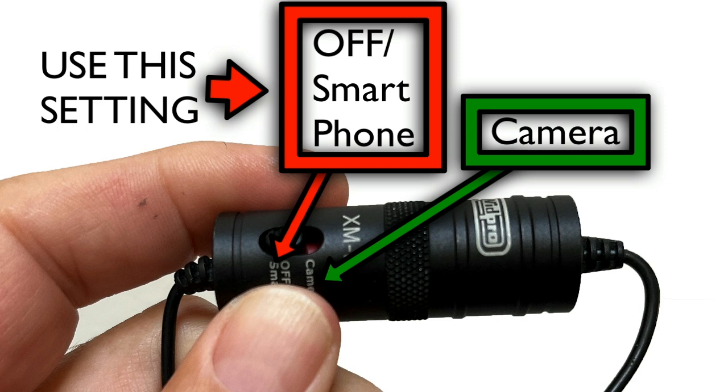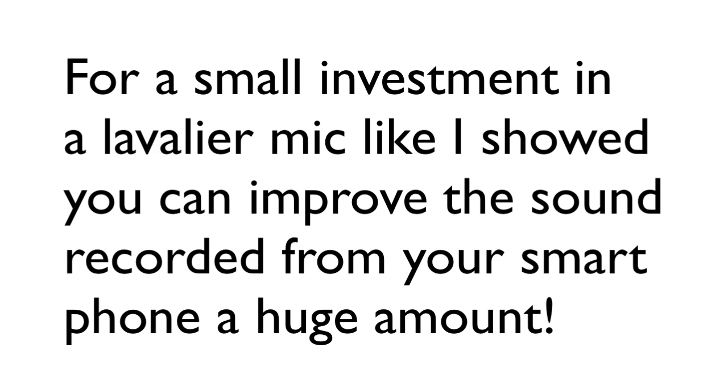If you have it on top, you'll get very bad low volume audio. So this needs to be pushed all the way down if you're hooking this up to a smartphone. If it's not set like that, you'll have problems. For a $20 investment in a lav mic like that, it makes your audio 1,000 times better. So that's some ways to save money, just using your smartphone with a lav mic plugged into it, and you can get great sound.